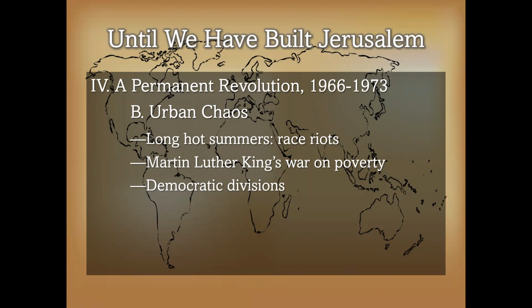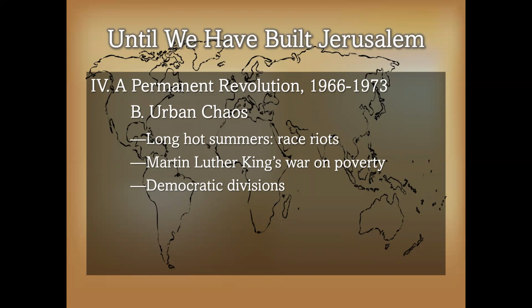The first so-called long hot summer starts in 1964 in New York when police shoot a black criminal suspect in Harlem. There's looting and rioting as a result of this. Over the next 4 years, there would be riots set off in reaction to police brutality in dozens of cities. One of the worst, in 1965, occurred in the Watts section of Los Angeles, which sparked 6 days of rioting and left 34 people dead.